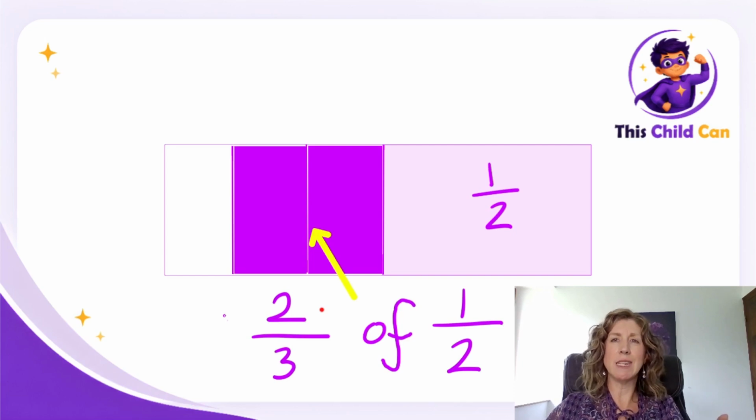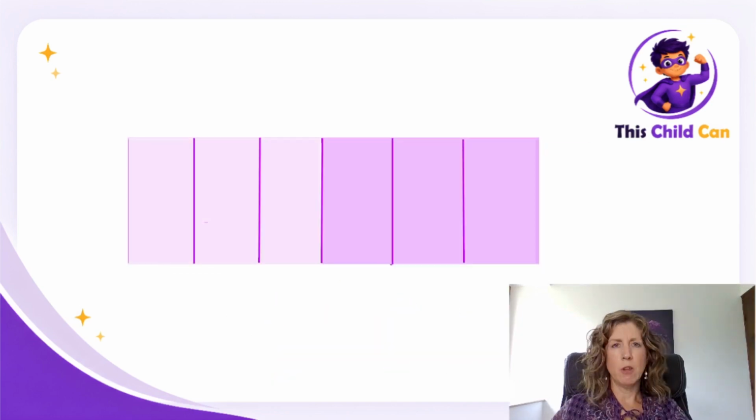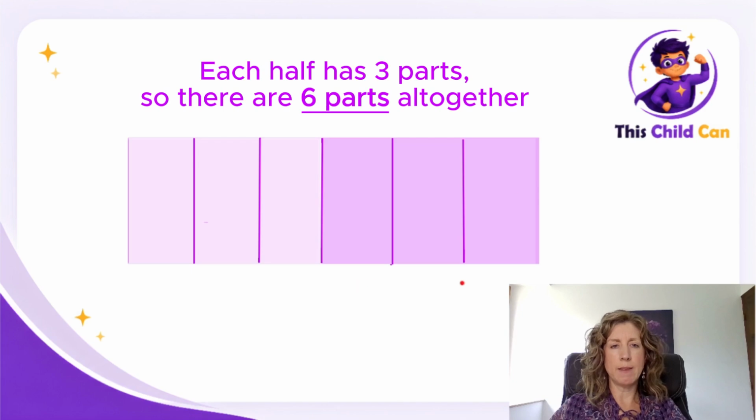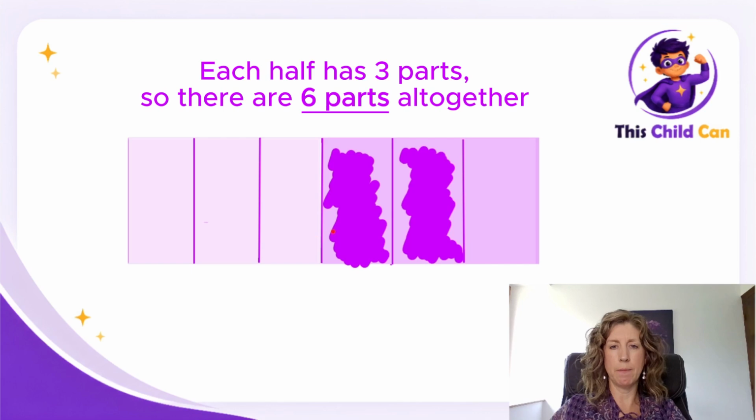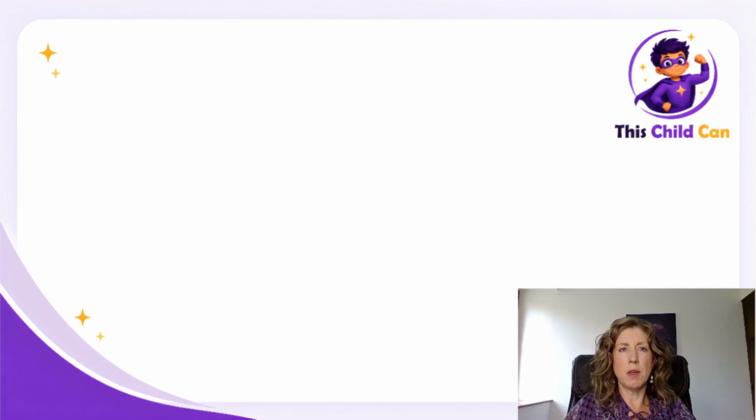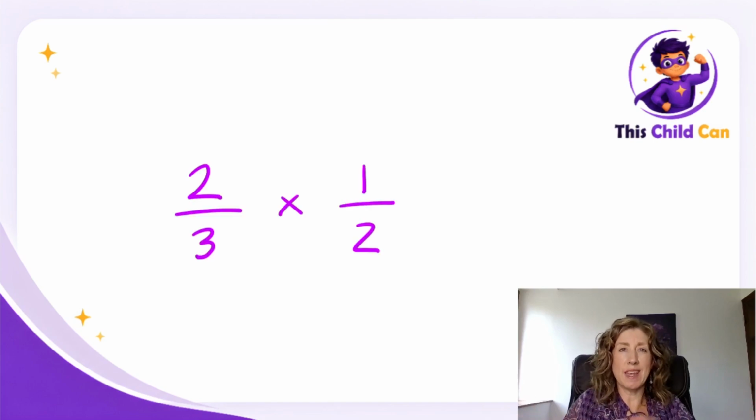But our final answer needs to tell us now how much of the whole rectangle we have. So now look back at the whole shape. The whole has been split into 6 equal parts. And we have 2 of them here. So the answer is 2/6. So 2/3 times 1/2 equals 2/6.